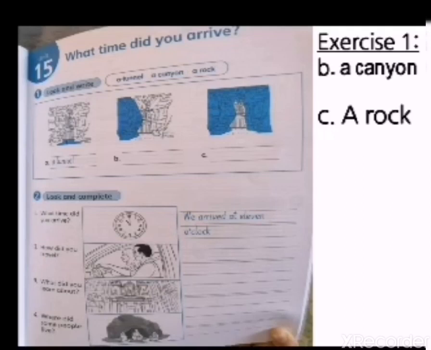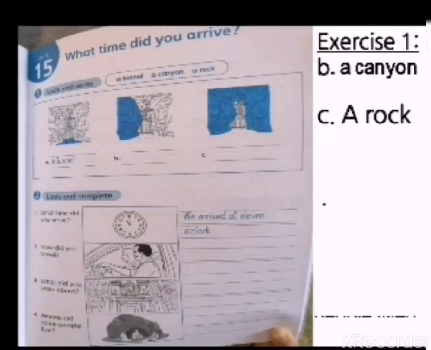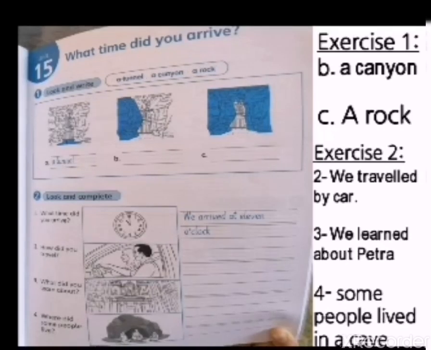Number two, how did you travel? This word how means how. Which means, how did you come here? By car, by train, by plane. So, how did they come here? How did they travel? They traveled by car. We traveled by car. Number three, what did you learn about? What's this picture for the grade? What's this? This picture is Petra. So they learned about Petra. We learned about Petra.